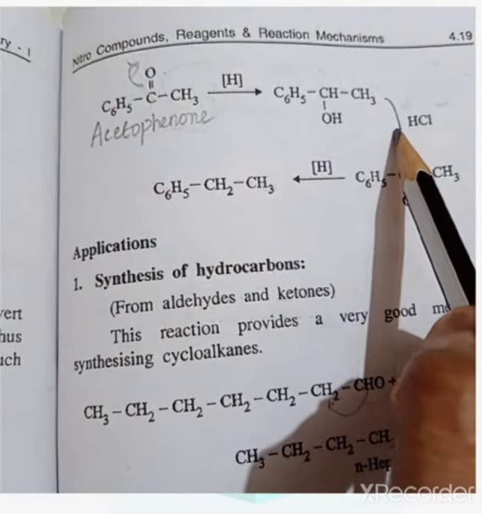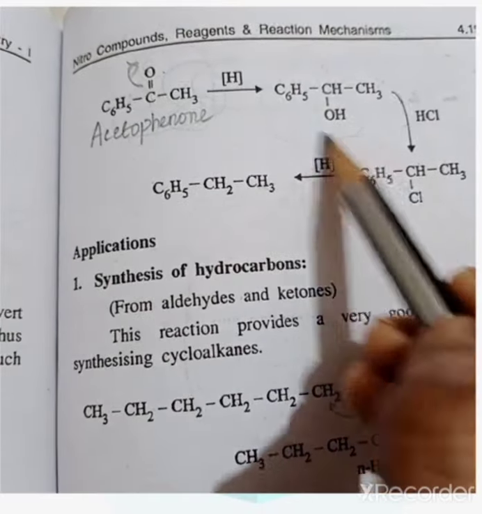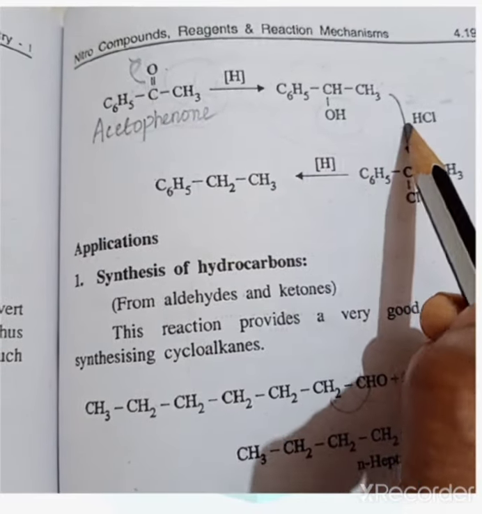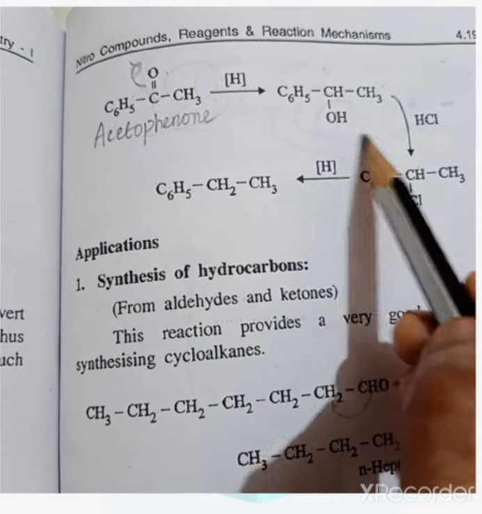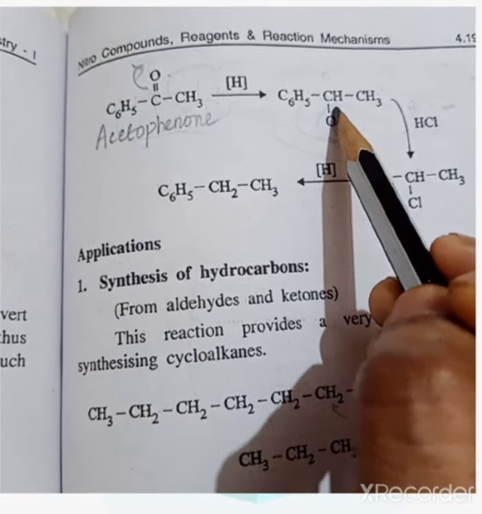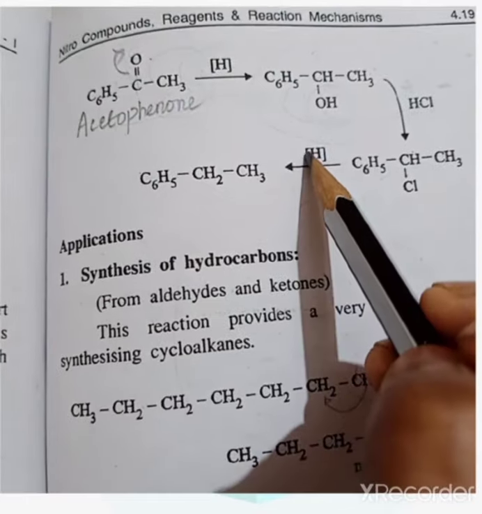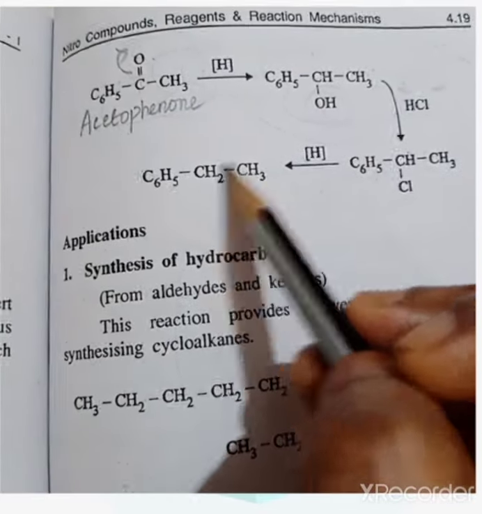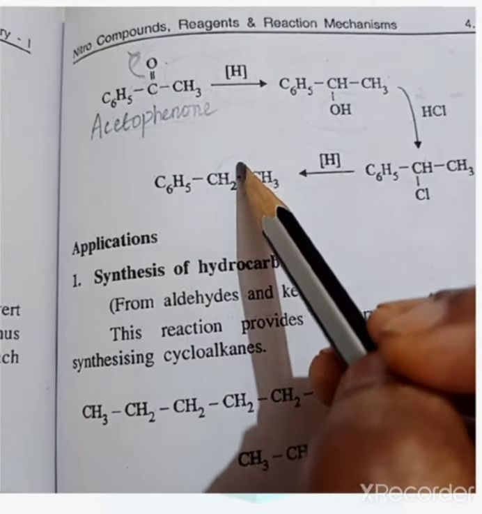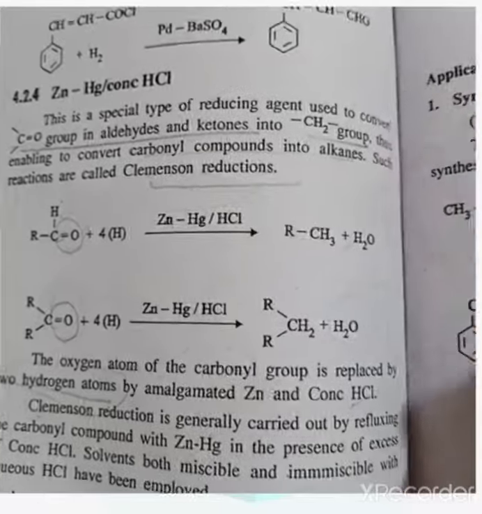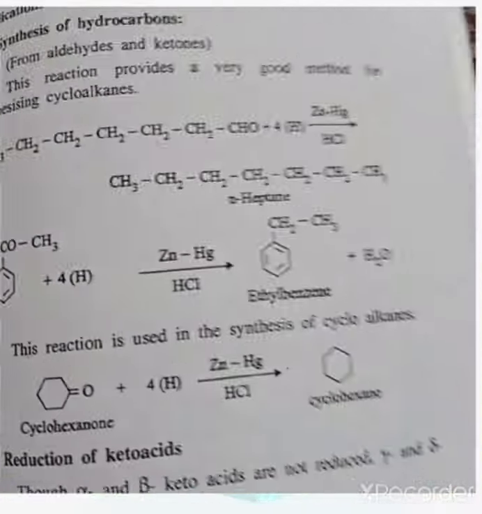Then with HCl, the OH is removed as H2O and Cl minus attacks directly. With further reduction, Cl is removed as HCl and hydrogen attacks in this reaction. This is the mechanism of zinc amalgam and concentrated HCl.